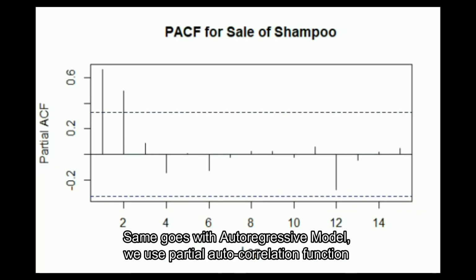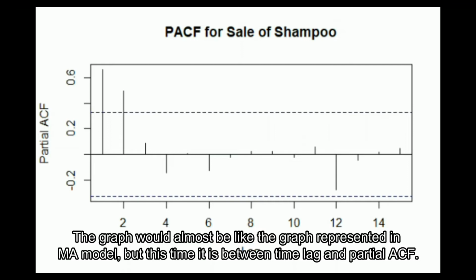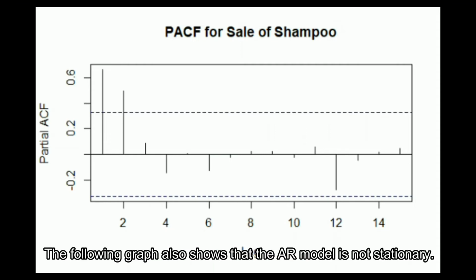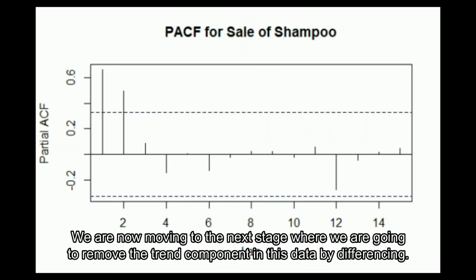We use the partial autocorrelation function to see if the AR model is stationary or not, and it will give us the following graph. The graph will be almost like the one for the MA model, but this time it's between time lag and partial ACF. The following graph also shows that the AR model is not stationary. When the MA model and the AR model are not stationary, the data needs to undergo a differencing process.